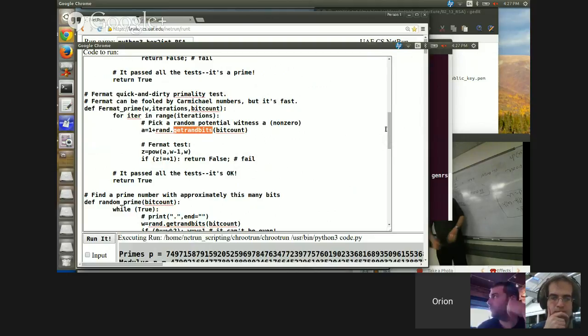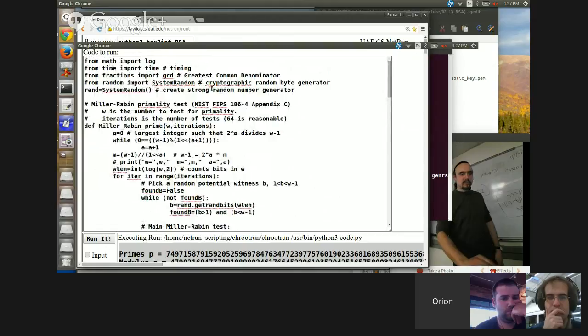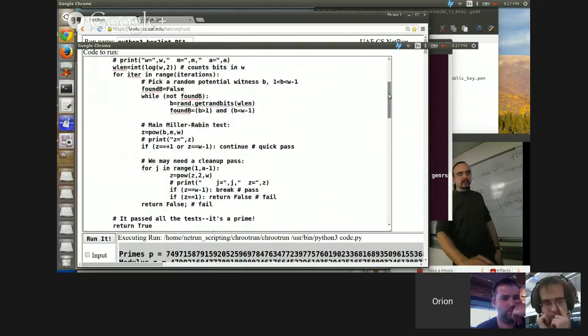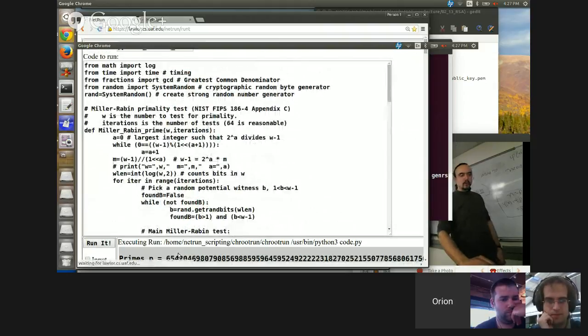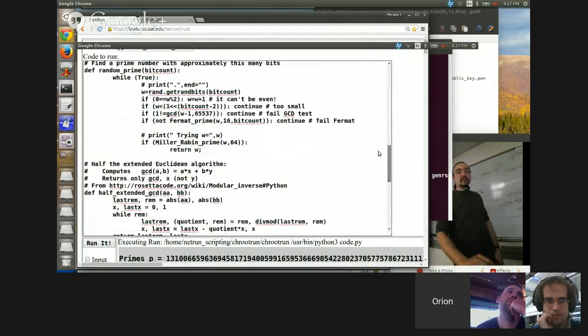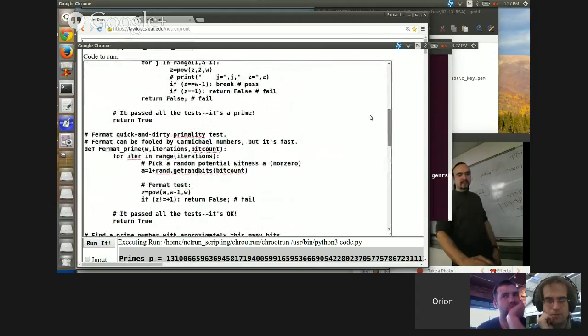But this has been a recurring problem. So when I say random, I get random bits, I'm actually using, Perl has basically a new random source, system random, and hopefully it actually works. If I run this thing again, I should get different primes, 749, now it's 654. Running it again doesn't really guarantee much, but supposedly, according to the documentation, that's what it's worth.